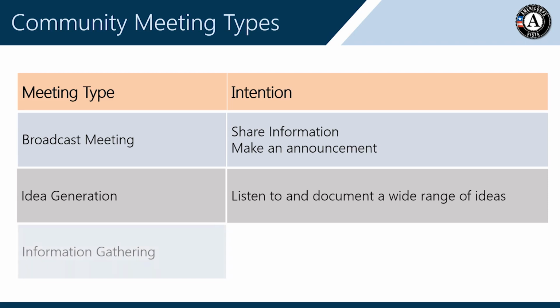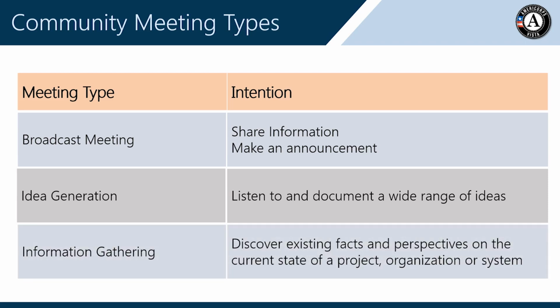A third type of meeting is information gathering, and its main purpose is to discover existing facts and perspectives on a particular topic from community residents. This meeting type explores their experiences, needs, and wants, or it uncovers gaps in services. It sheds light on what other people's actual experiences are, things not necessarily reflected in community data or official measures.